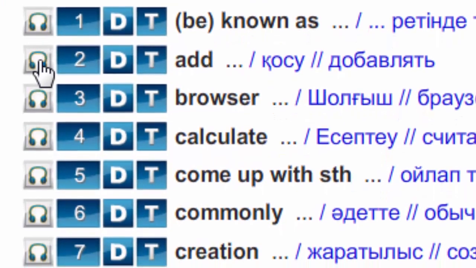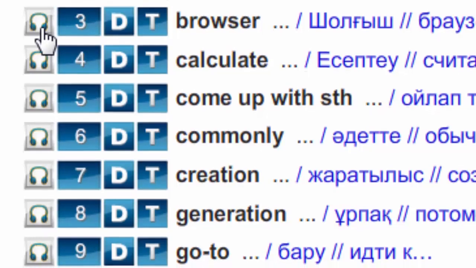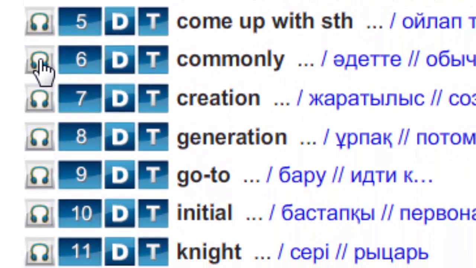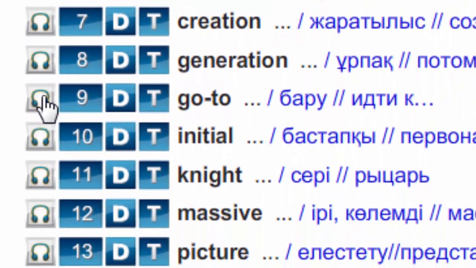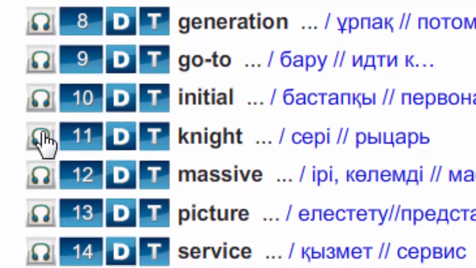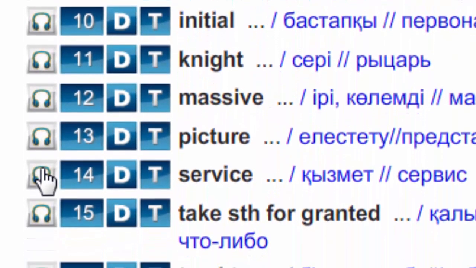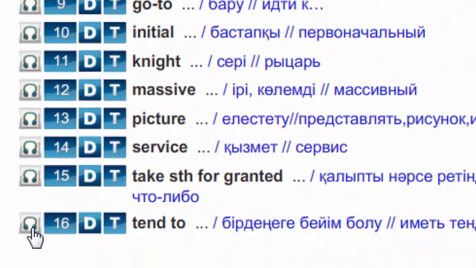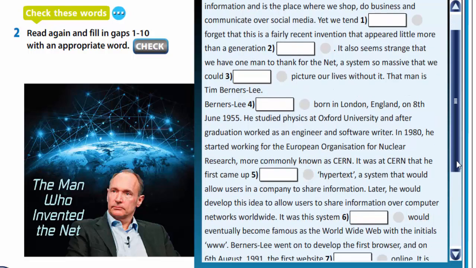Known as. Be known as. Add. Browser. Calculate. Come up with something. Commonly. Creation. Generation. Go to. Initial. Mass. Picture. Service. Take something for granted. Tend to. Now let's watch the video, read the text, and fill in gaps while watching.